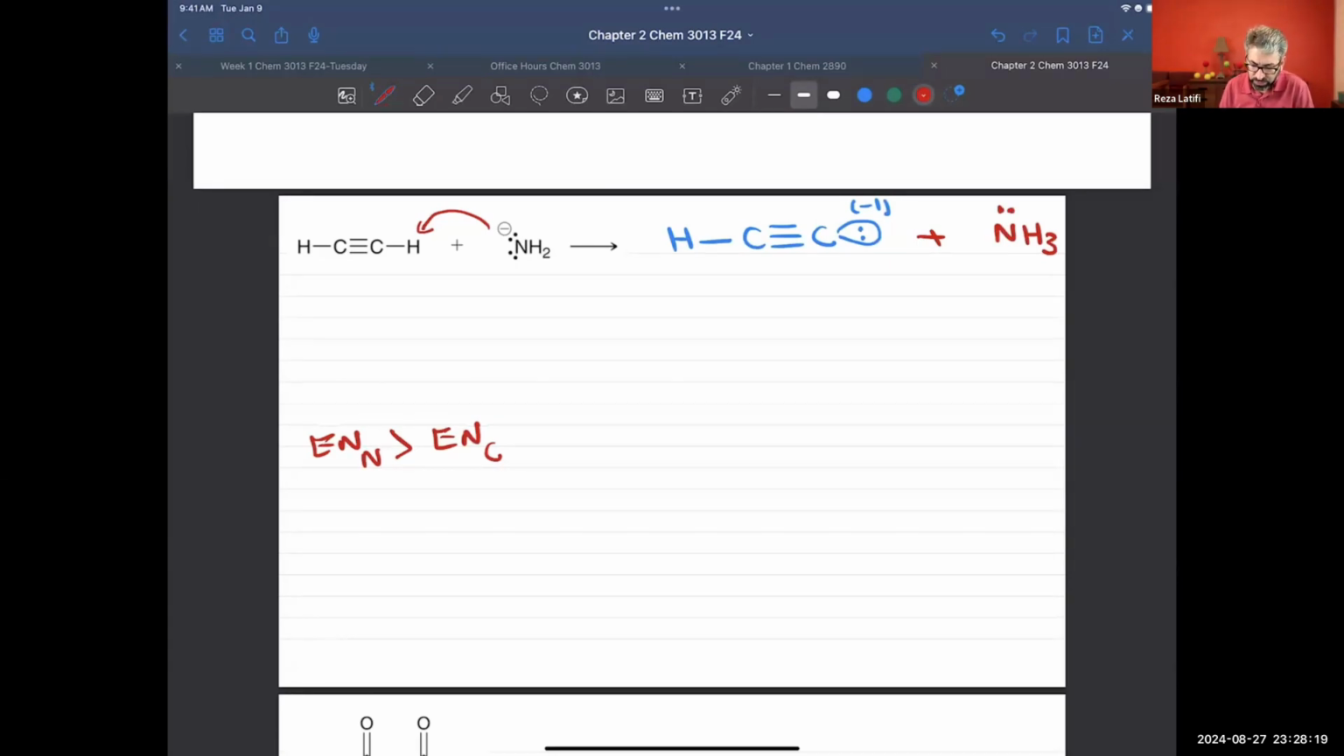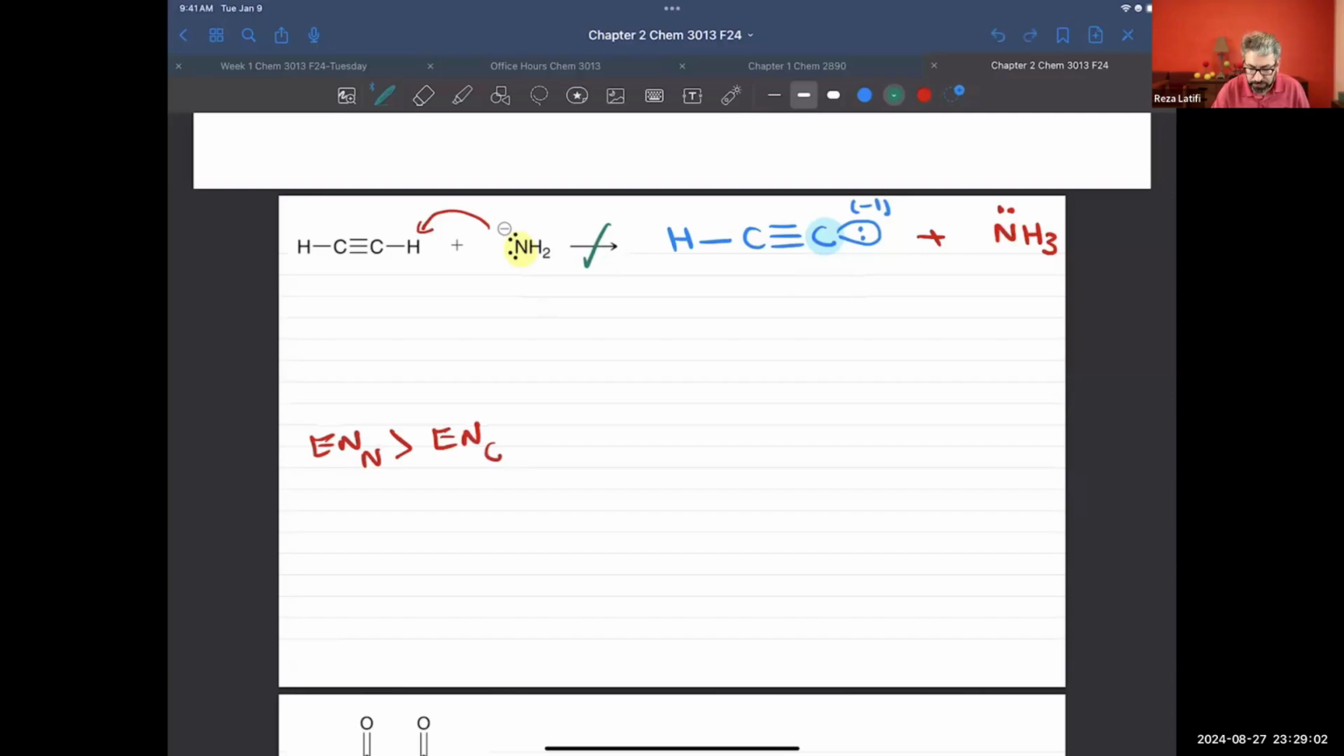Let's talk about electronegativity. On the left side, the negative charge is on nitrogen. On the right side, the negative charge is on carbon. So I should say nitrogen is more capable of handling the negative charge than carbon, correct? So technically, this reaction should not move forward, should not happen. In fact, the reaction should go this direction. That means this reaction is not going to happen. That's my prediction based on electronegativity.